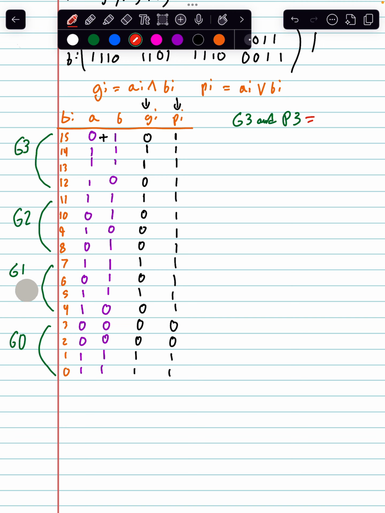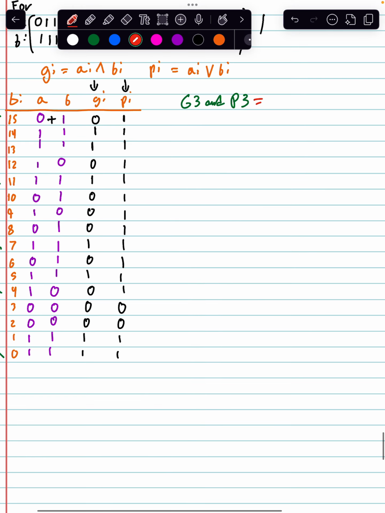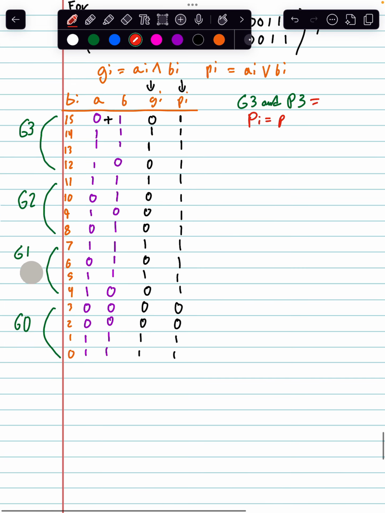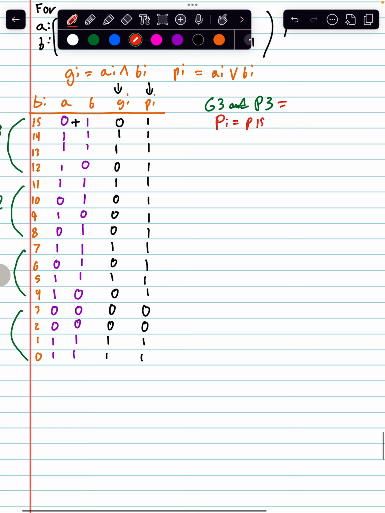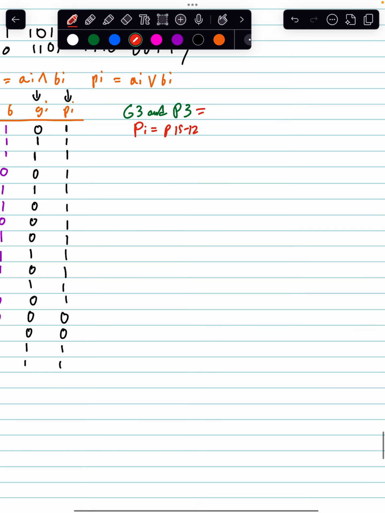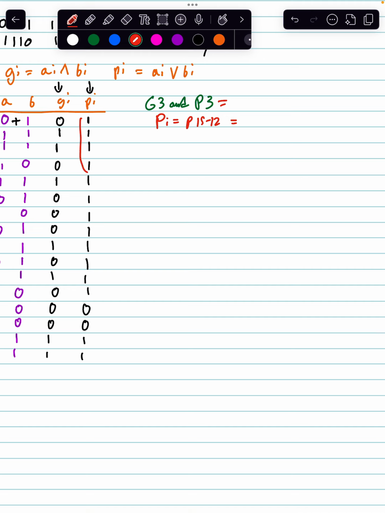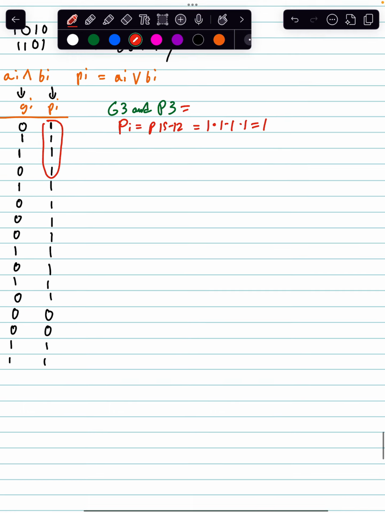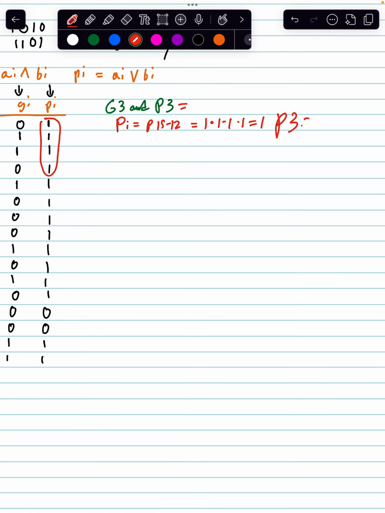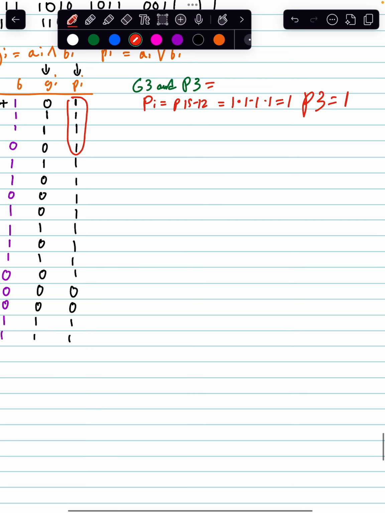What are these equal to? The way you find that is first you're going to find your P. So P3 is equal to all of your P's between 15 and 12, so P15 through P12, and you're going to AND them all together. So here we have all these: this is 1 and 1 and 1 and 1, and that's equal to 1. Therefore, P3 is equal to 1 in this case.